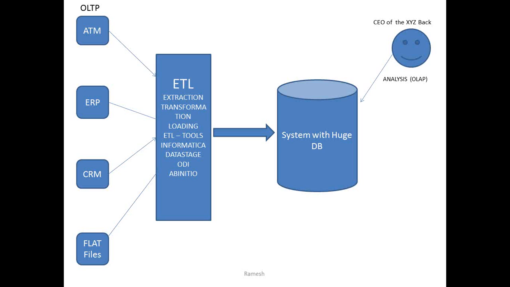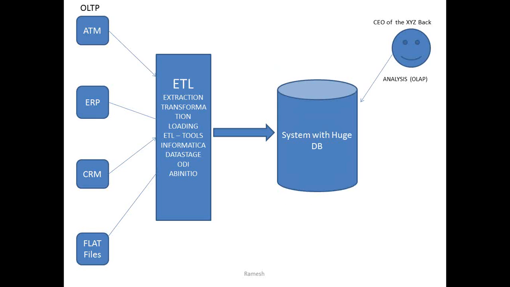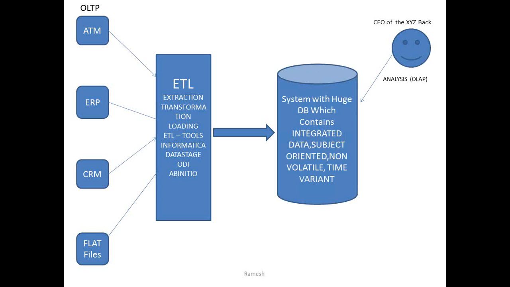Almost a project consists of 2000 to 2500 terabytes. At minimum it will store 5 years of data, guys. That's the reason I have mentioned system with huge database. First property: system with huge database, which contains integrated data, guys. Will you accept this word, integrated data? Data from different sources integrating into one place, integrated at one place. This system holds integrated data. That's the reason I have mentioned integrated data.